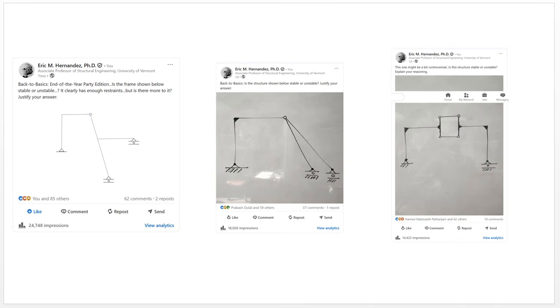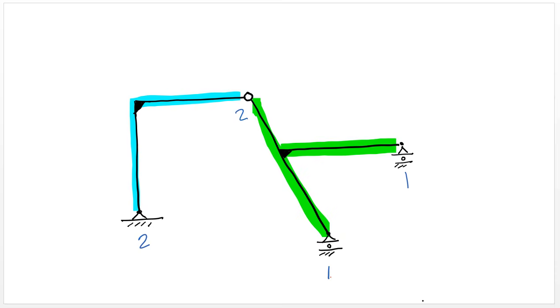And I'd like to go through the thought process that I would employ to determine if these were stable or not. So let's start with the first one here on the left. It's this structure here. As you can see, I'm counting the number of supports and restraints and connections that the structure has, and it clearly has enough because we have 2 solids. That means we need 6 constraints, and there are 6 constraints. So we have the right number of them.